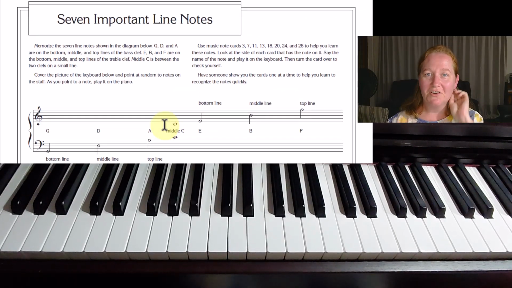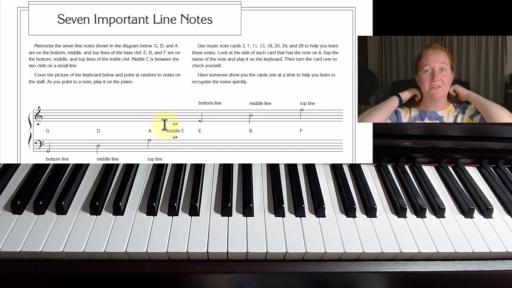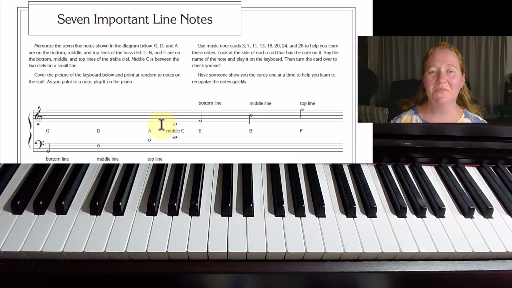So we want to start learning how to read these notes without having to think about it too much. But that does take practice, so be kind to yourself and allow yourself to take the time it needs. So the important ones to memorize, and they say here 7 important line notes, would be the bottom, the middle, and the top line in both the bass clef and the treble clef.